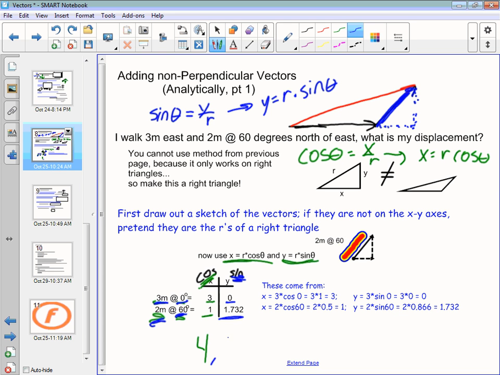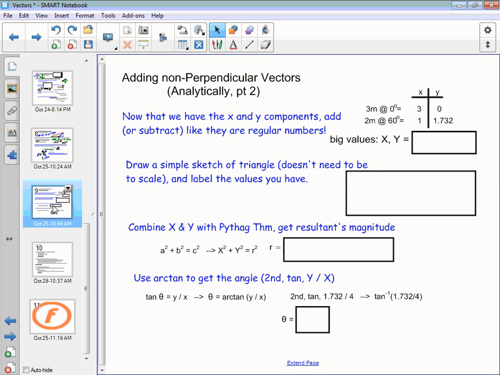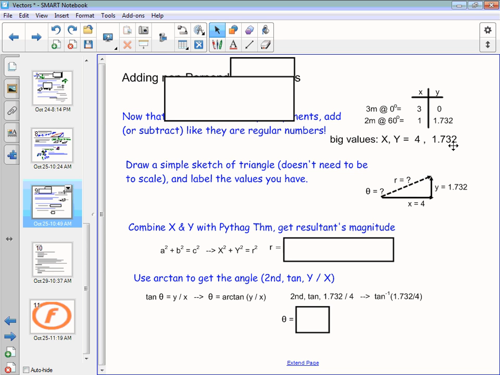Column up, 1.732, and that's on the y-axis. What do you think I'm going to be able to do with that? I'm going to be able to combine those using the Pythagorean theorem, which I just did right there. So what do we do next? We draw a simple sketch of what it looks like. It doesn't have to be to scale, but it should be pretty reasonable. You don't have to get out a calculator and a protractor, but make it pretty good. And then I use the Pythagorean theorem.